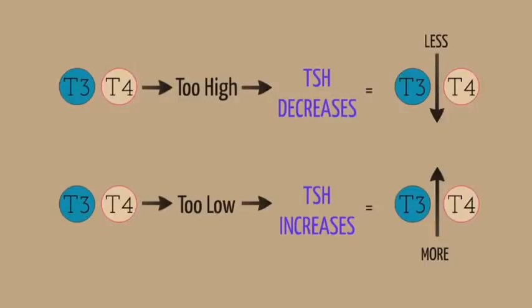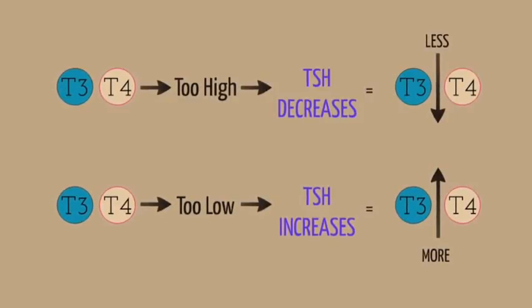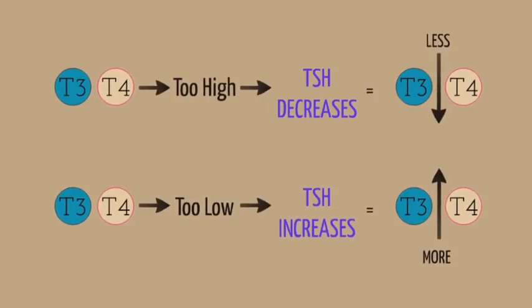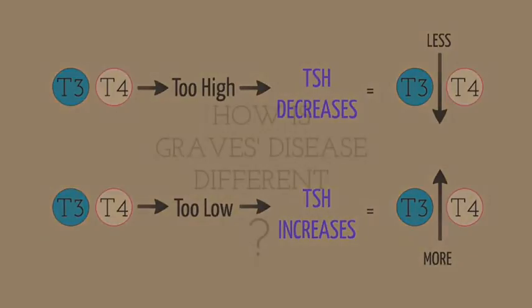If the thyroid hormones are too high, the TSH will decrease. This will decrease the hormones. If the hormones are too low, the TSH will increase. This will increase the amount of hormones.